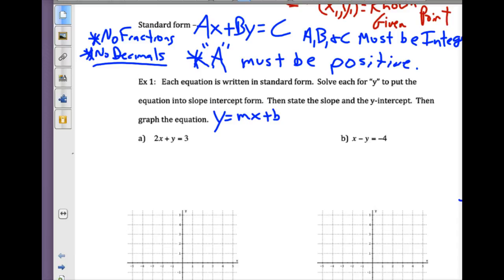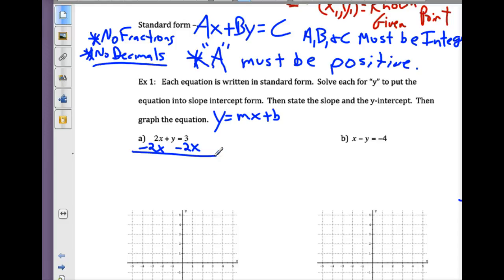I would not switch it around because y is on the good side. Just move that 2x over there? You're making no sense, Kevin. Subtract 2x from both sides. Emily, what would you do? Guys, you've got to mathematically move things around. You know how to do that. So let's subtract 2x from both sides.